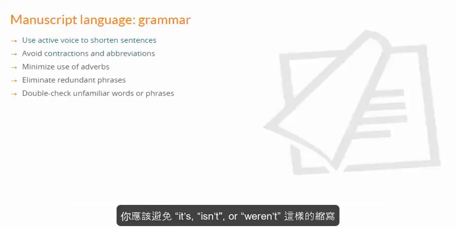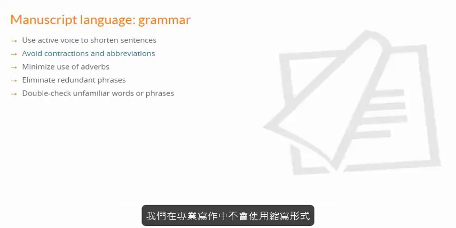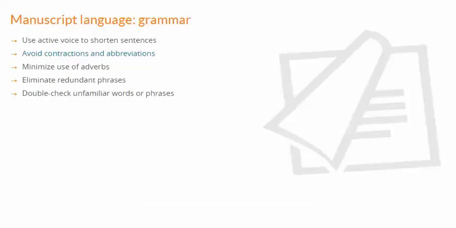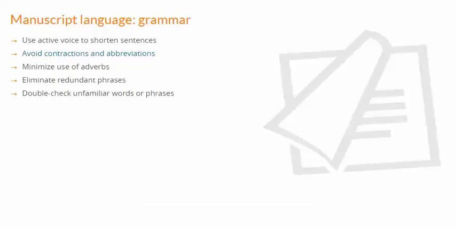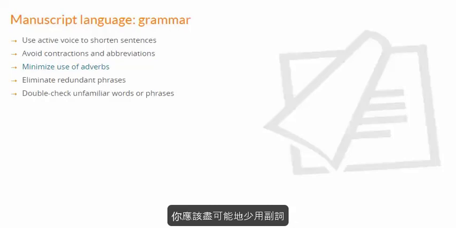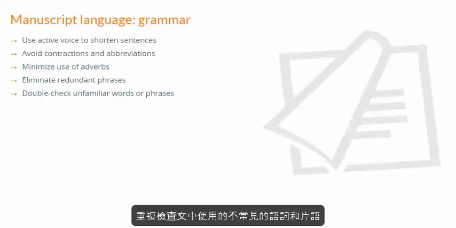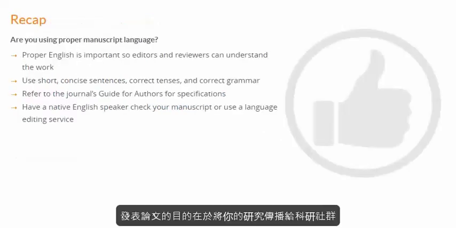You should avoid contractions such as "it's," "isn't," or "weren't," which aren't often used in professional writing, and avoid abbreviations, except for very well-known ones, unless you have clearly defined them within the paper. You should minimize use of adverbs, eliminate redundant phrases, and double-check unfamiliar words or phrases. The purpose of publishing a manuscript is to communicate your message to the research community.